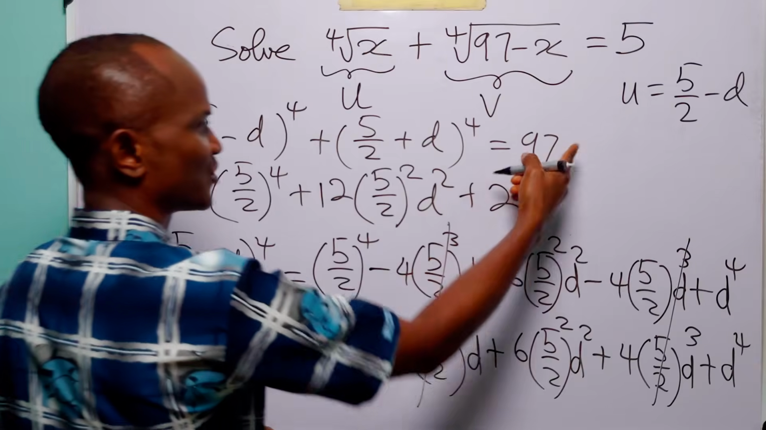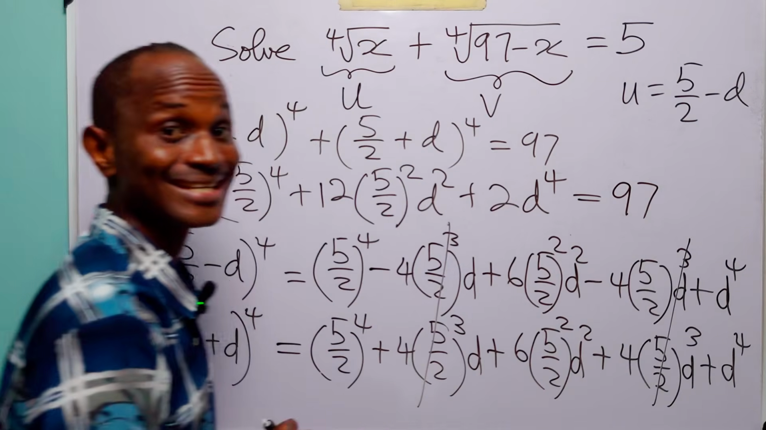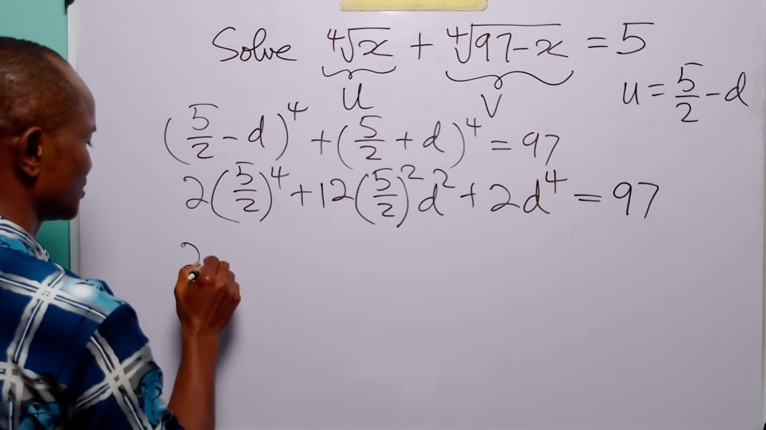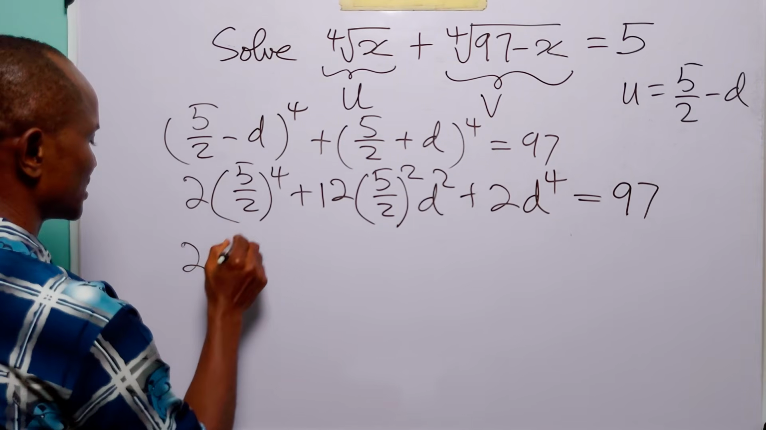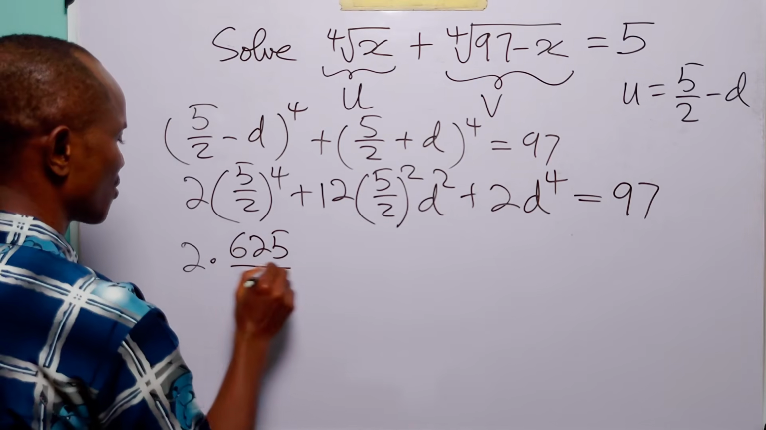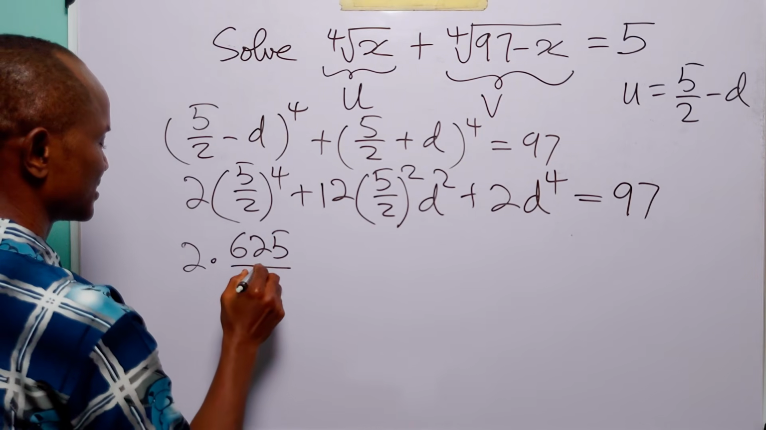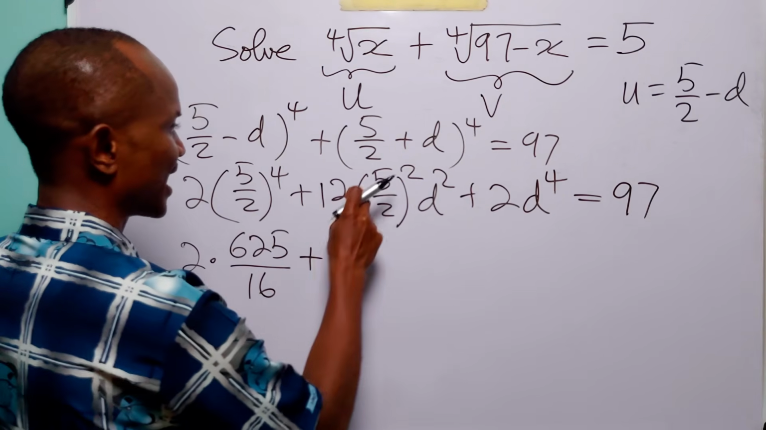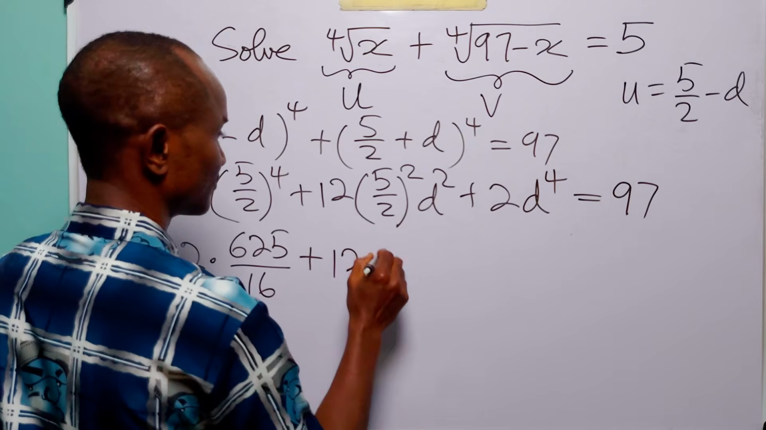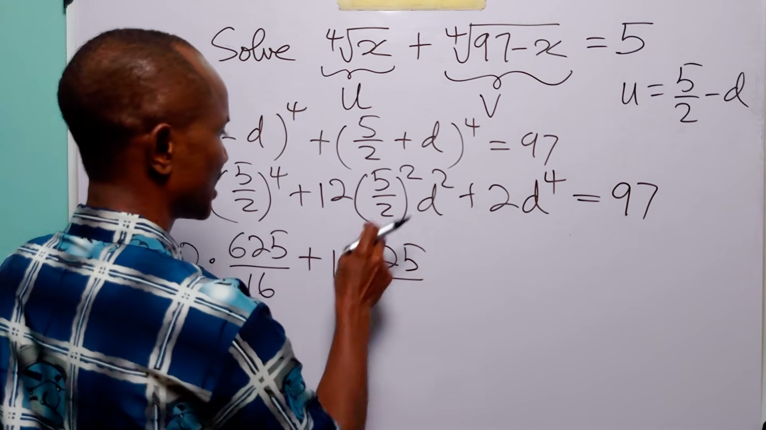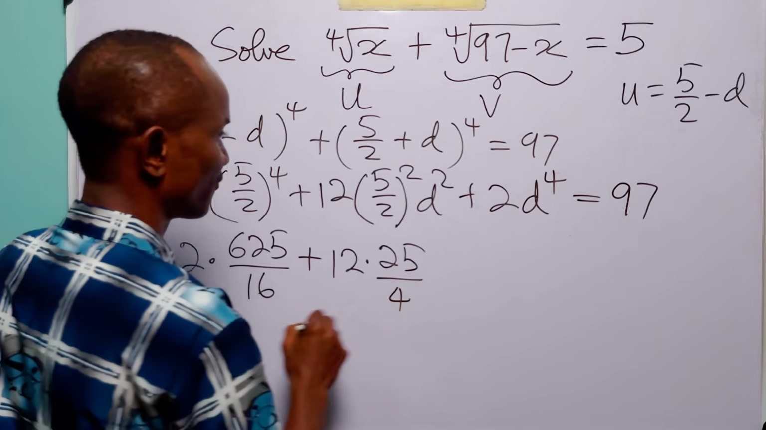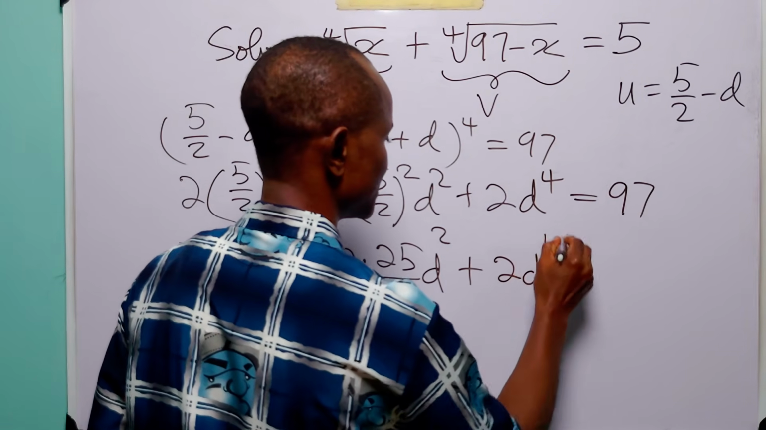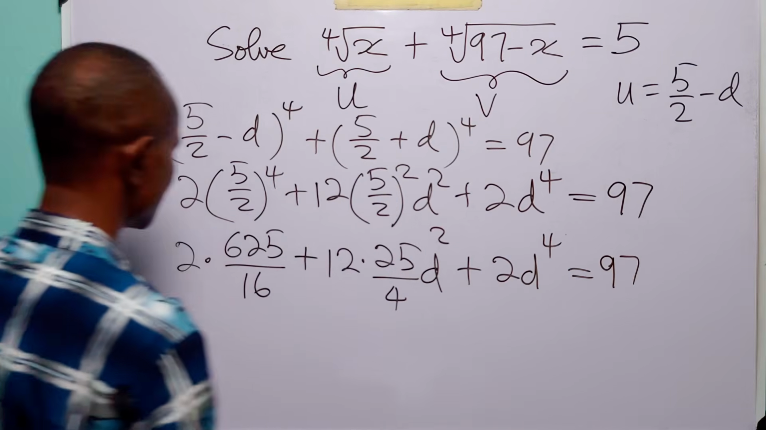And of course, you know that everything is equal to 97. And simplifying this equation, we have 2 times 5 to the power 4 is 625 over 2 to the power 4 is 16, plus 5 squared is 25, and 2 squared is 4. d squared plus 2d to the power 4 is equal to 97.